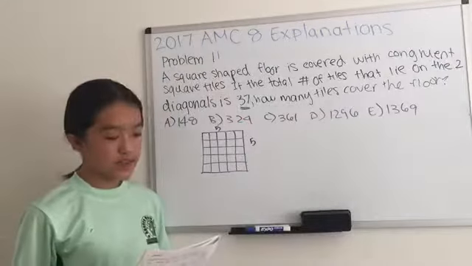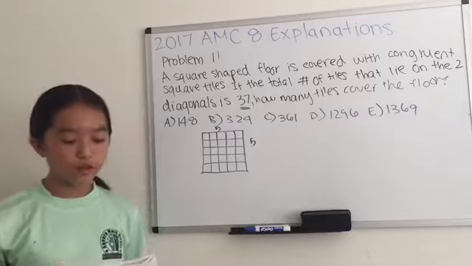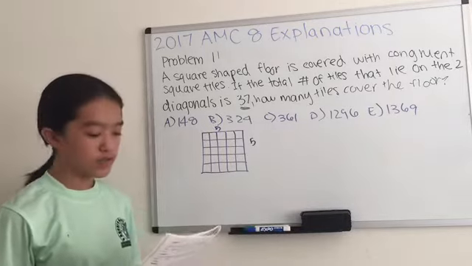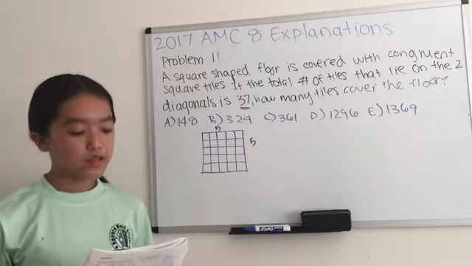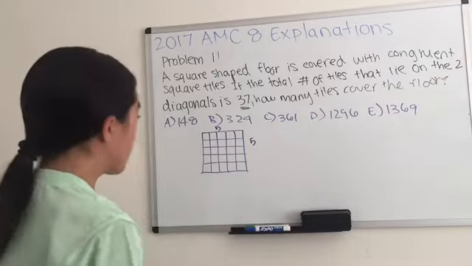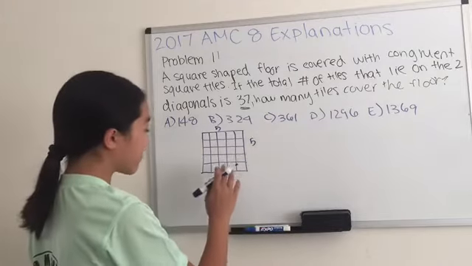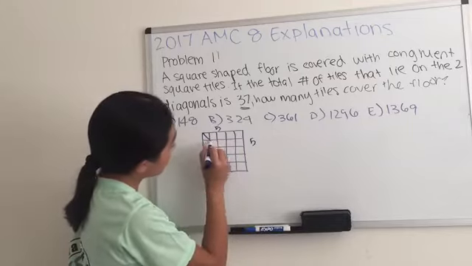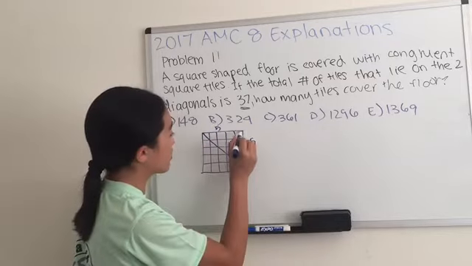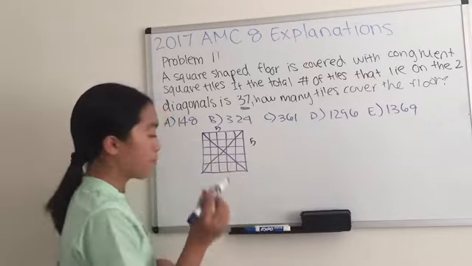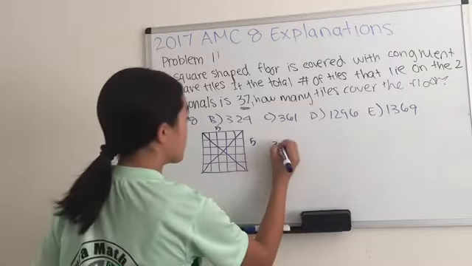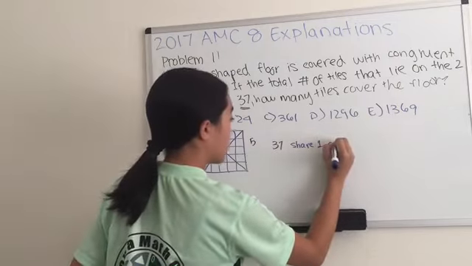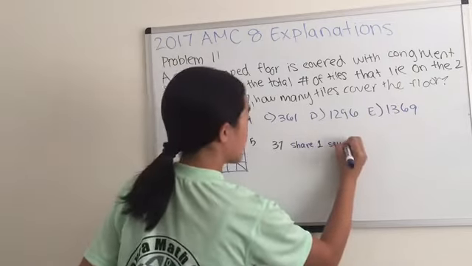Problem number 11 states, a square-shaped floor is covered with congruent square tiles. If the total number of tiles that lie on the 2 diagonals is 37, how many tiles cover the floor? So in order to solve this problem, we could first use a smaller version or model. So on these 2 diagonals, there's supposedly a total of 37 square tiles, which means that the 2 diagonals share 1 square tile.